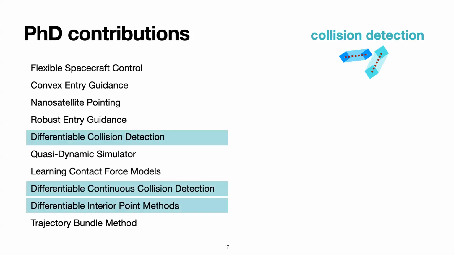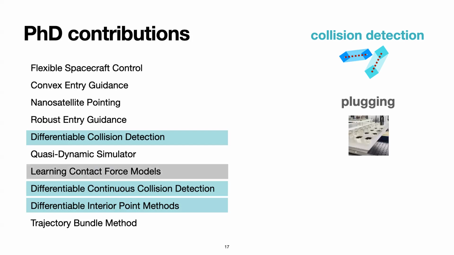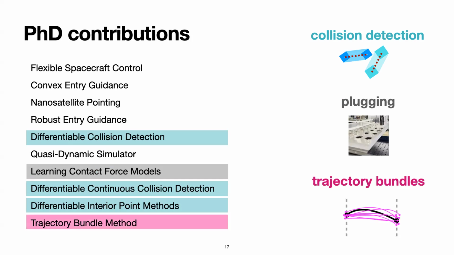Today I'm going to really focus on 3 different projects. The first is collision detection, which is determining if 2 convex sets are in contact with one another. The second is model-based plugging or insertion of things like power connectors. And the last is something we've been working on recently, which is the trajectory bundle method.